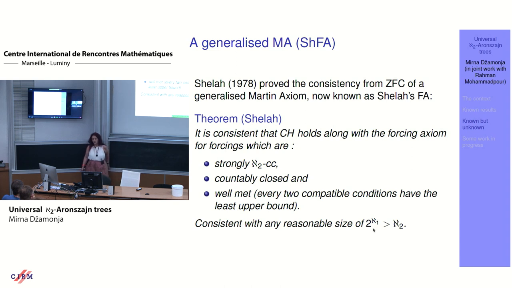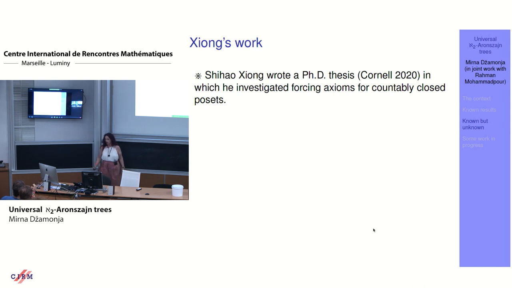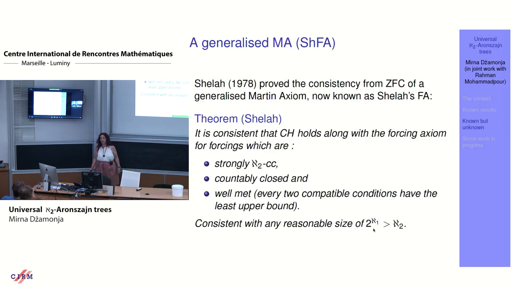So this is consistent with any reasonable size of 2^ℵ1 larger than ℵ2, and one can meet, like in Martin's axiom, fewer than 2^ℵ1 many dense sets.